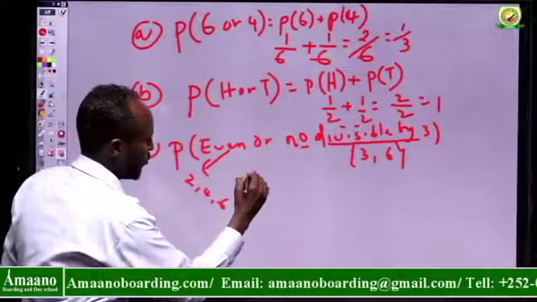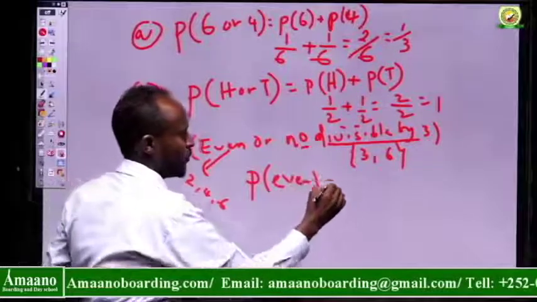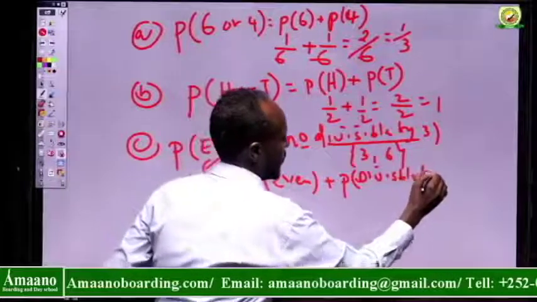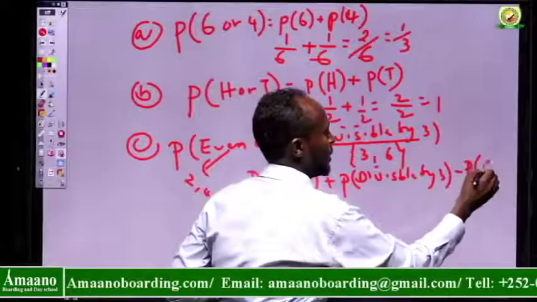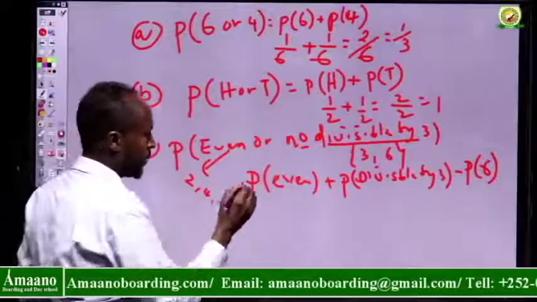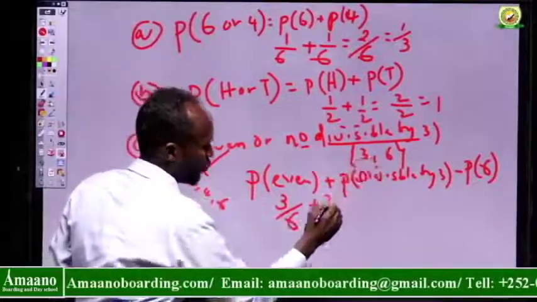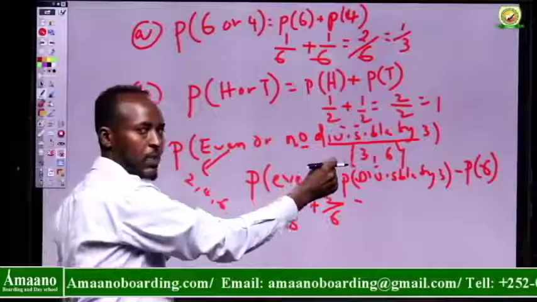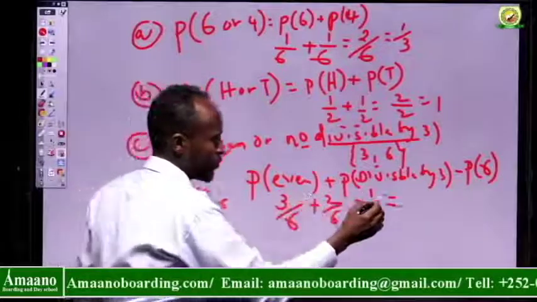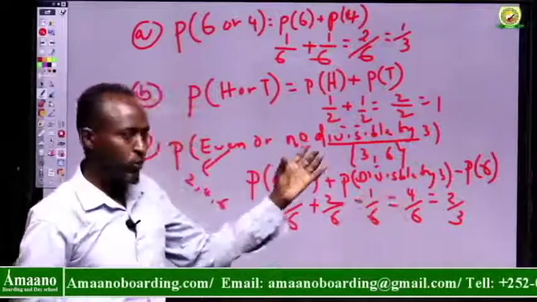Therefore, we will use the probability of getting an even number plus the probability of getting a number divisible by 3 minus the probability of getting 6, because it is in both sets. Even numbers, we have 3/6. How many numbers are divisible by 3 on the die? 2/6. There is a number which is even and at the same time divisible by 3, which is 6, it's 1/6. If we simplify, 3 plus 2 equals 5, minus 1, it's 4/6. We can simplify as 2/3. Therefore, that's the probability of getting an even number or a number divisible by 3.